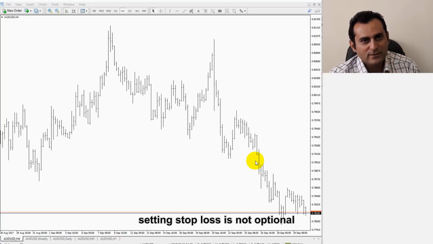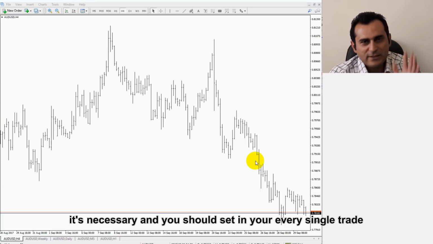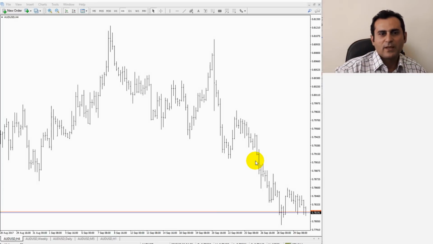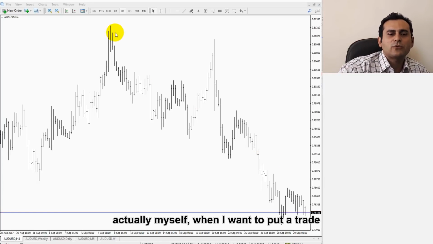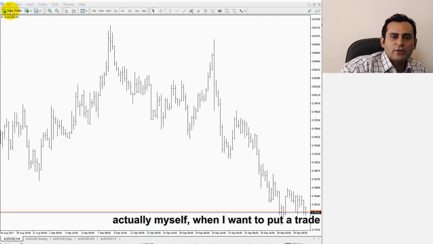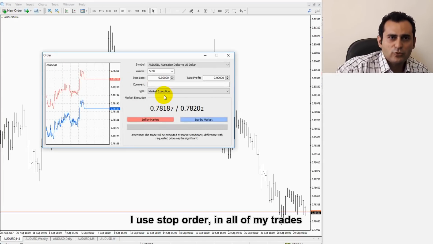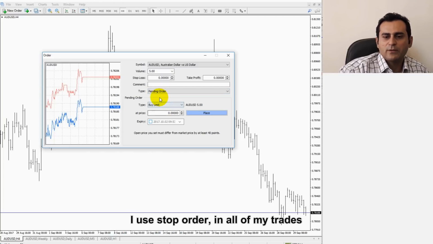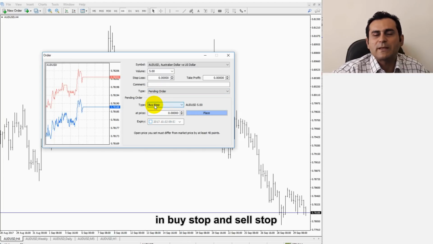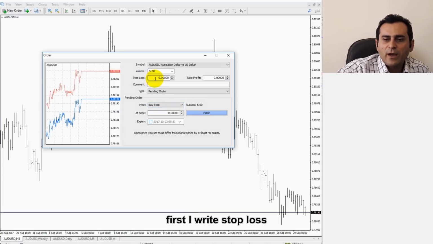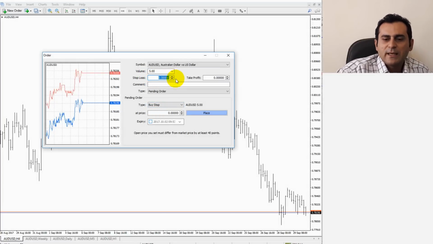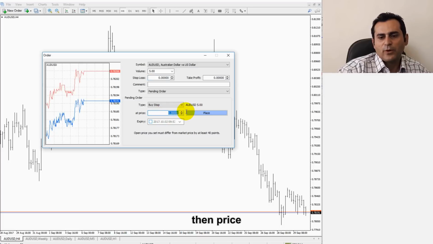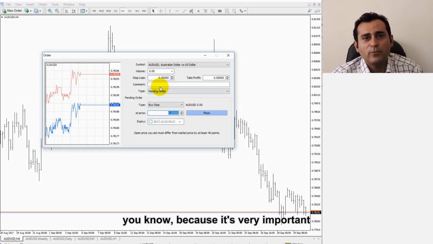setting a stop loss is not optional. It's necessary, and you should set it in every single trade. Myself, when I want to place a trade, I use a stop order, in all of my trades, buy stop and sell stop. First, I write a stop loss, then price, because it's very important.